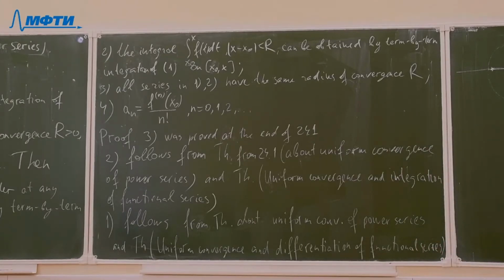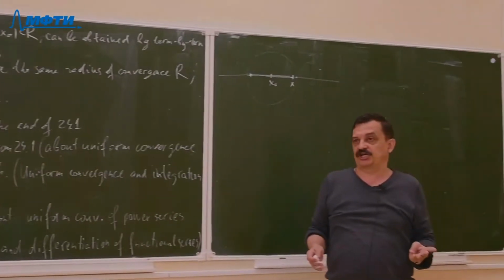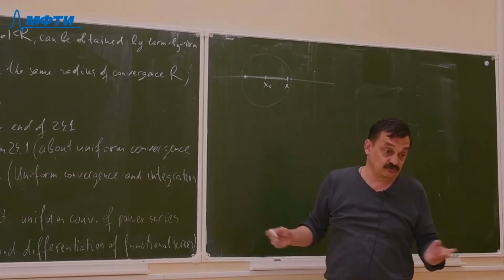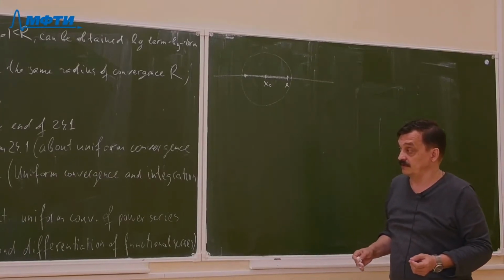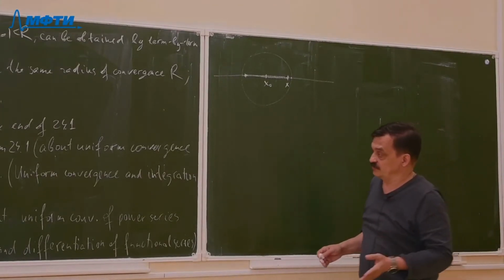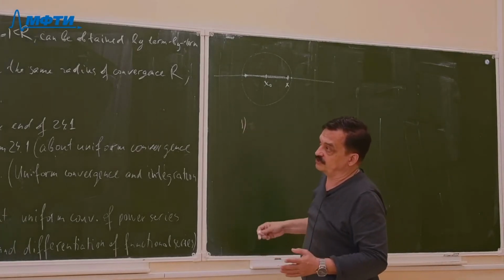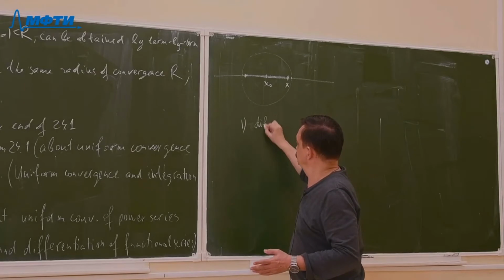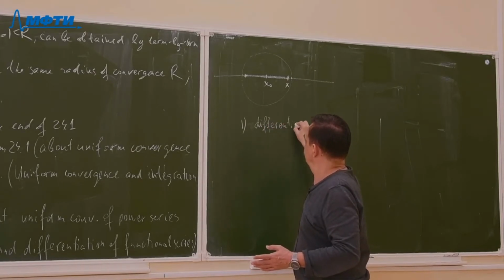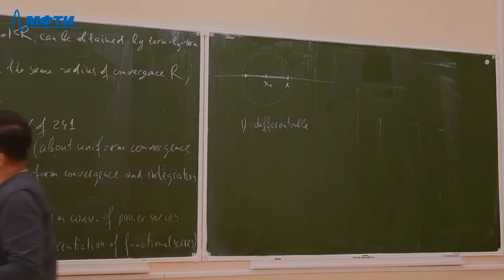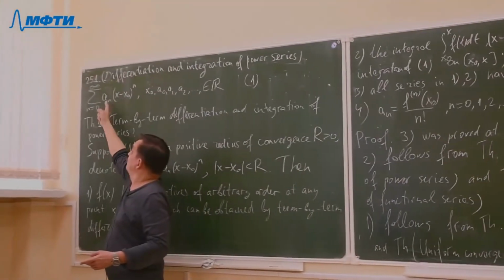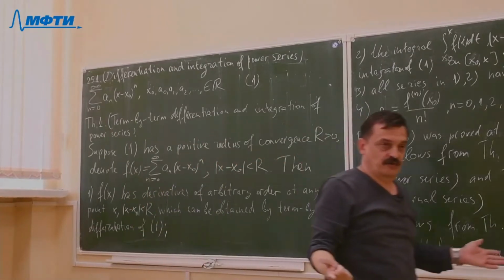Theorem about differentiation of power of functional series asks more. So there are three conditions to be checked to be able to use that theorem. Which conditions? Firstly, every function should be differentiable. Look at our functions. We have power functions. They're differentiable everywhere.